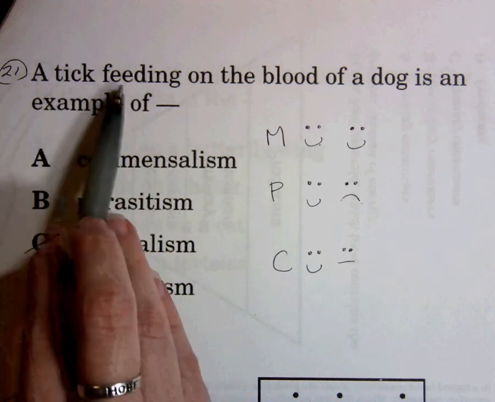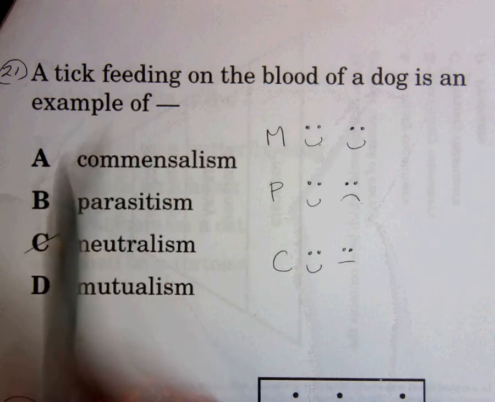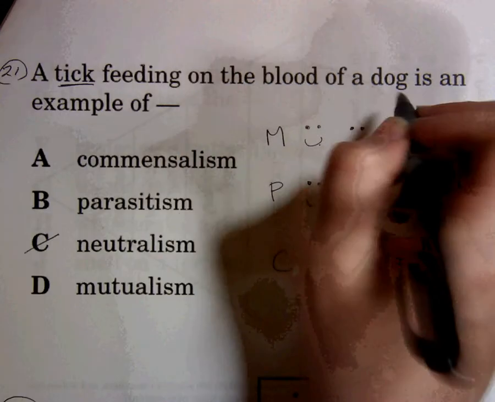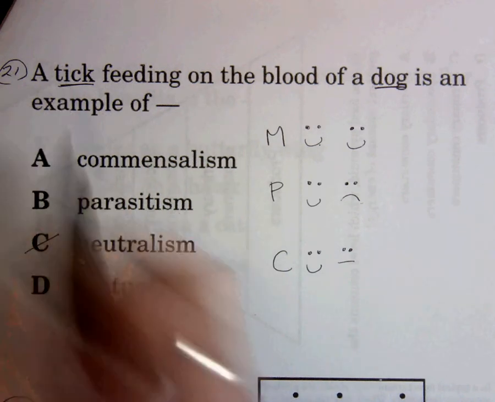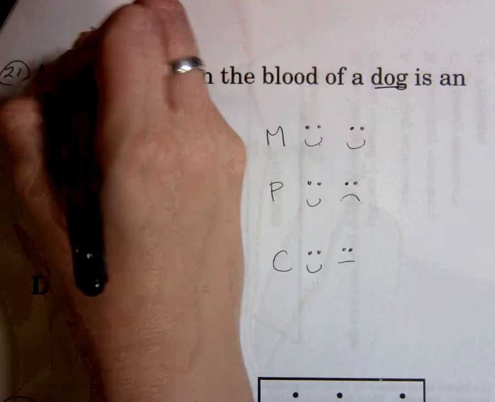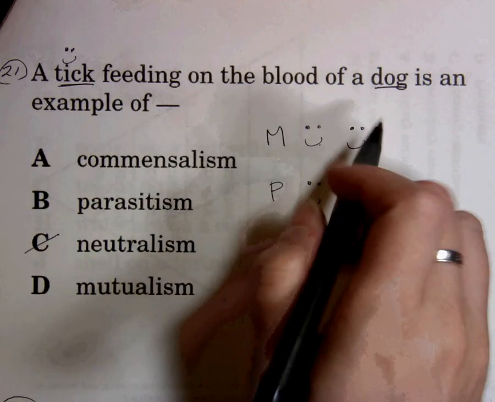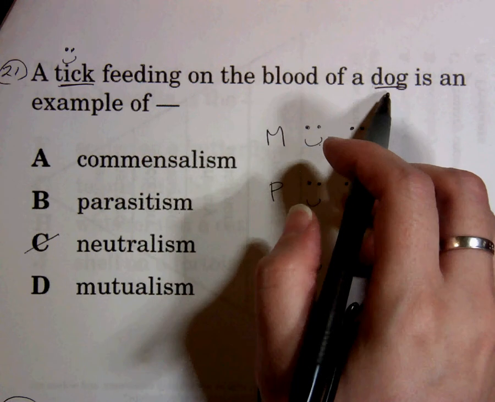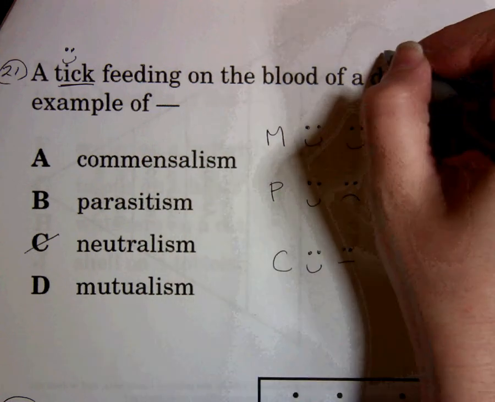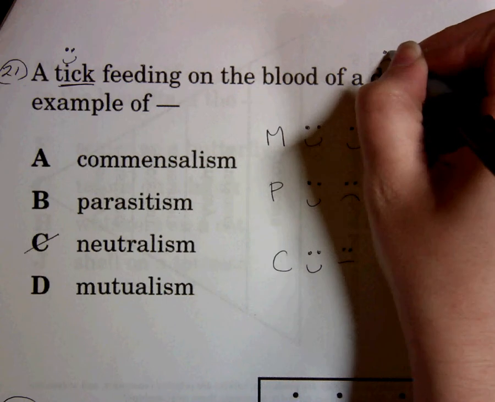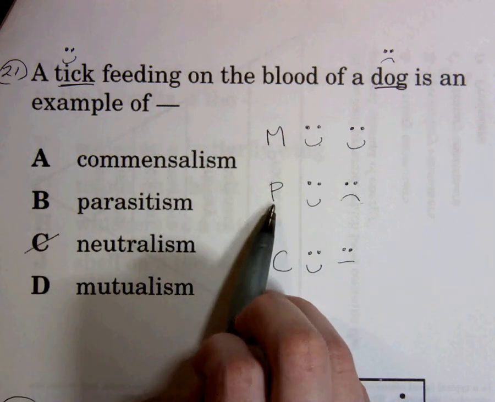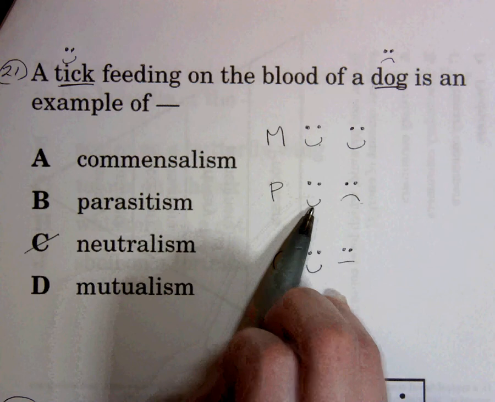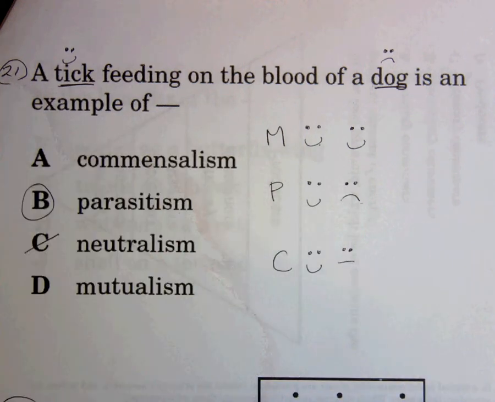A tick feeding on the blood of a dog is an example of. Well, I'm going to look at my 2 organisms, the tick and the dog. Well, in this case, the tick is getting food, right? It's feeding on blood. So the tick is happy it has food. The dog, though, is probably not very happy that it's losing blood. It's hurt. It's going to itch. It's going to have a swelling of some sort, and it's having to make more blood for what's being taken away. So if you look at that, you can tell that our relationship is parasitic. We have a happy tick and a not so happy dog. So that is an example of parasitism.